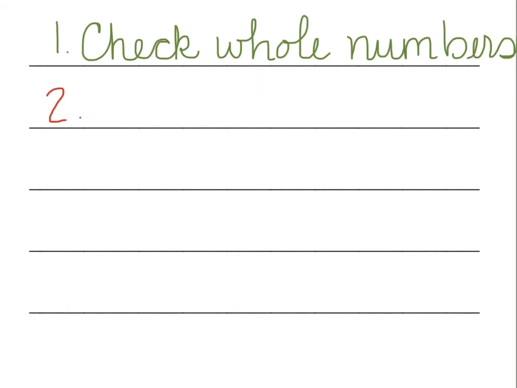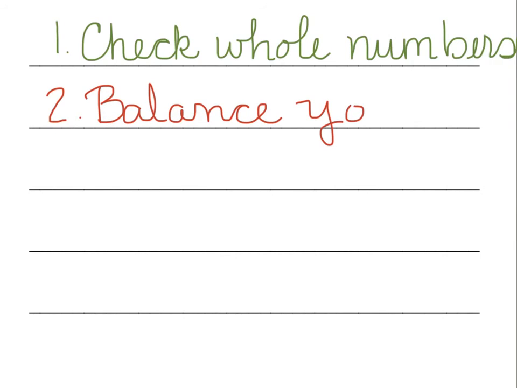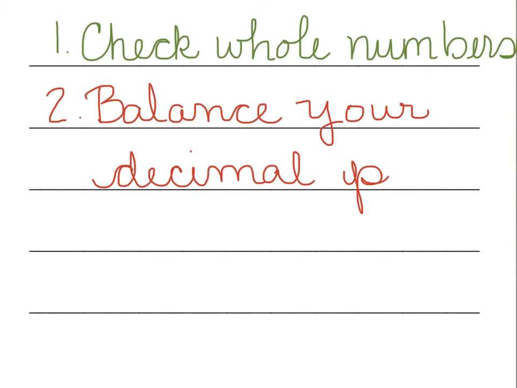Number 2, balance your decimal places. Now, by balancing your decimal places, you will make sure they all have the same. They all have 2 decimal places. They all have 3 decimal places. You will make sure they all are the same number of decimal places. That's balancing your decimal places.